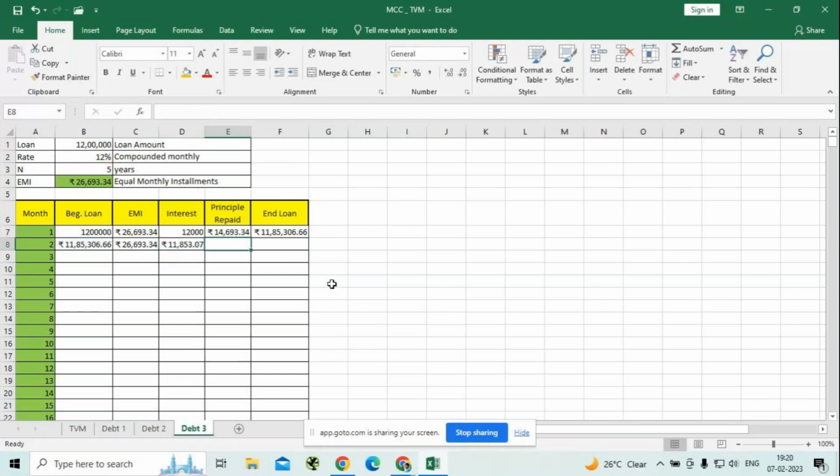That's nice. Good. And next, principal repaid would be, one second, so good. Yes, it would be C8 minus D8, the EMI minus the C8 interest. Yes, very good. And end loan would be beginning loan minus principal repaid, so B8 minus E8.